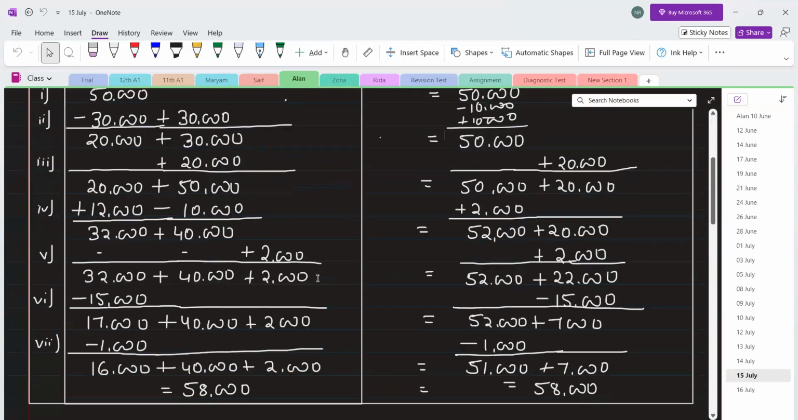This type of question I have shared. Sir, no, I didn't get that. This eighth question we did it in class yesterday. Yes, so same type of question I have given. Yeah, that I did not get. Okay.